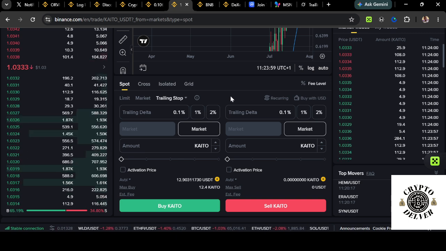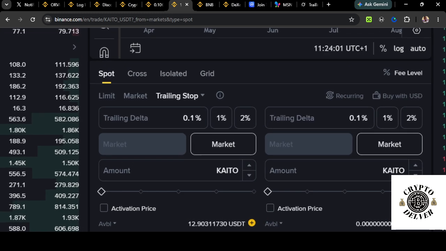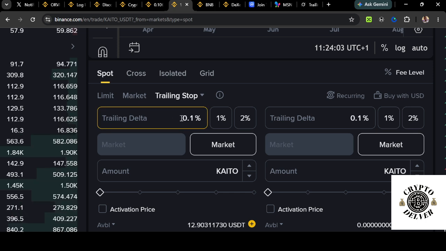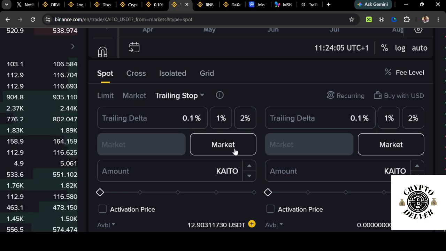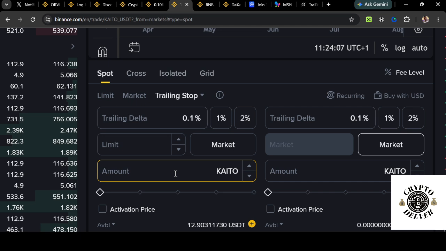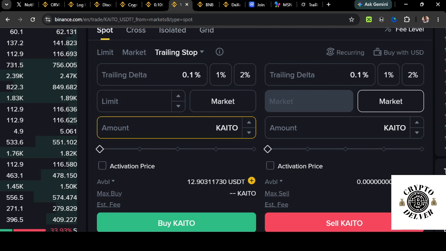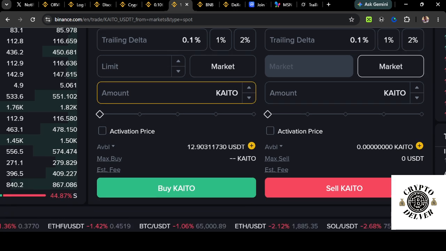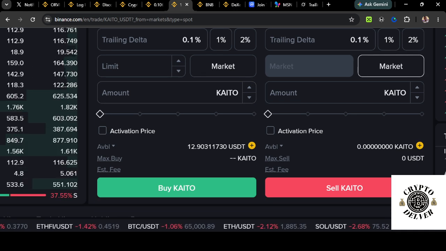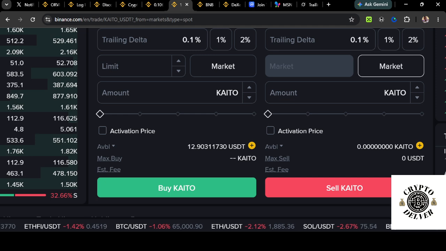Right here you can see that we have what they call trailing delta. Then they have another one that says market, and you can also change it to limit. Then we have another one that says amount, in which here we are looking at Kaito. I think that is all. Then you can now hit buy and buy your crypto.